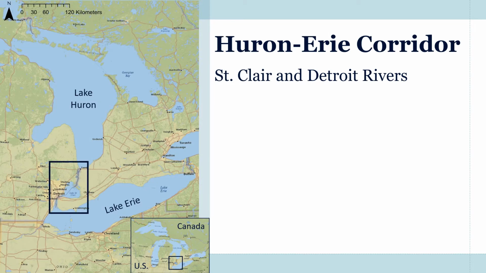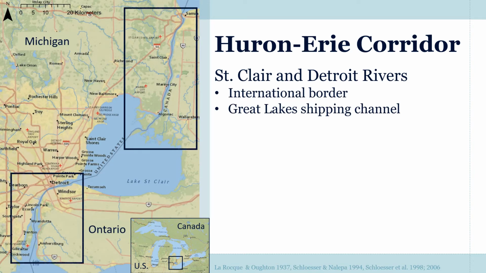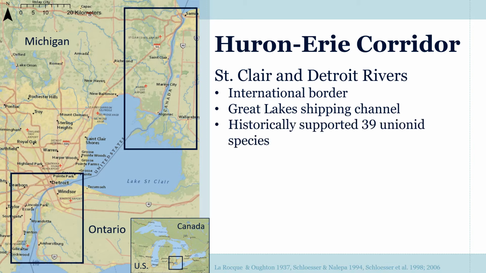My study area, the St. Clair and Detroit rivers, are in the Huron-Erie corridor of the Great Lakes. These rivers form the international border between Michigan in the US and Ontario, Canada. Additionally, these rivers are part of the Great Lakes Shipping Channel, and they historically supported 39 unionid species.